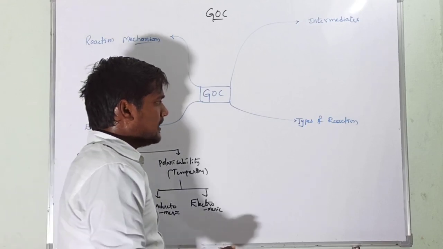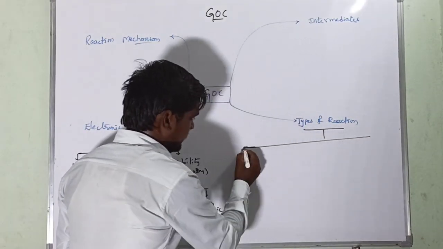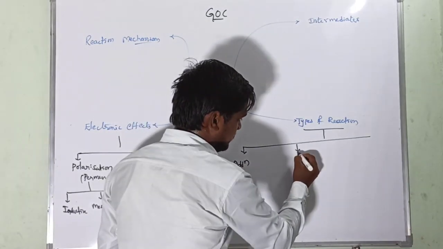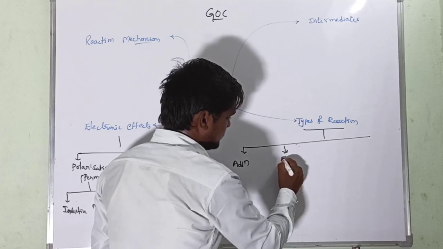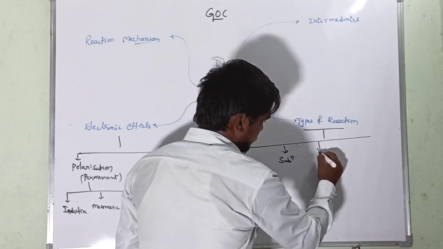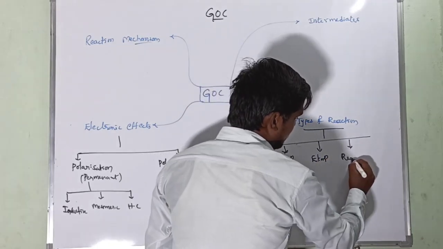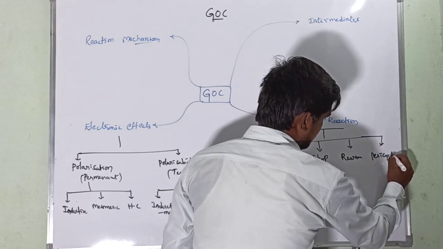Okay, now the types of reactions. So generally, types of reactions are very simple. Here it is the addition reactions. Now let's move on one by one. The second is the substitution reactions. The third one is elimination reactions. The fourth one is rearrangement reactions. Now the final one is pericyclic reaction.